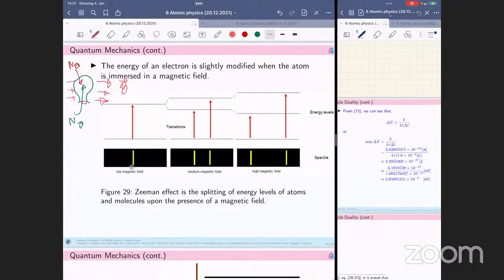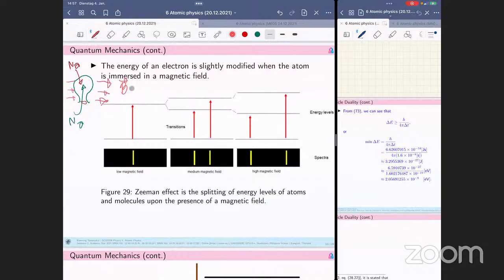From the low level, medium level, and high level, what they could observe is that when the magnetic field is stronger, for a certain value, the energy here is split into 2 components. Why do they say two components? Because they could observe two lights, two frequencies of the yellow light from this experiment.